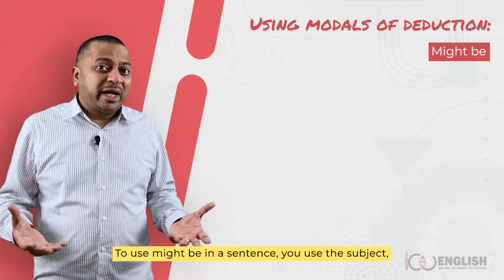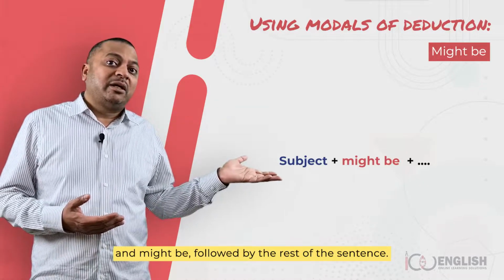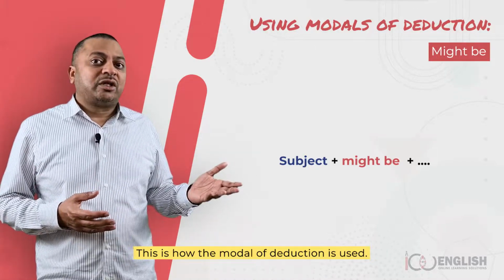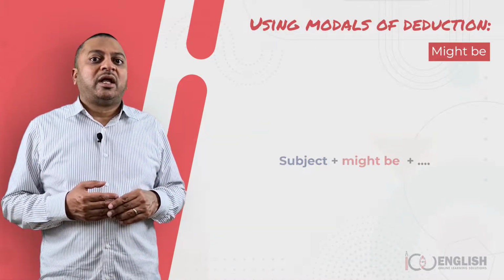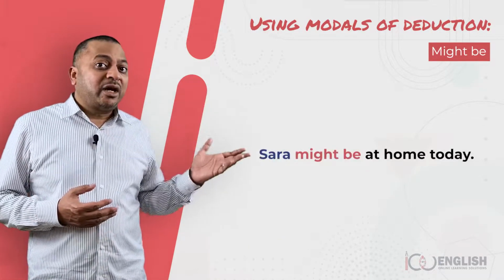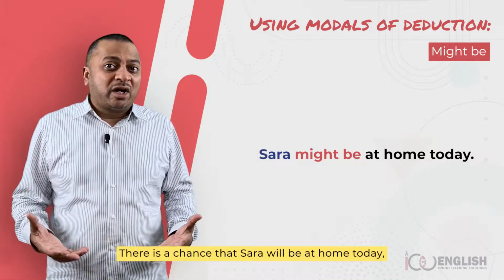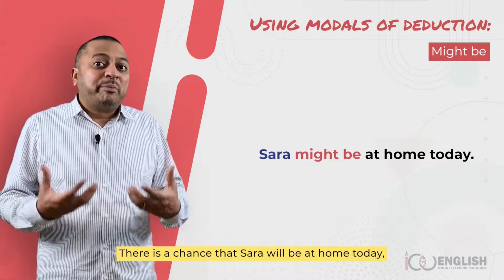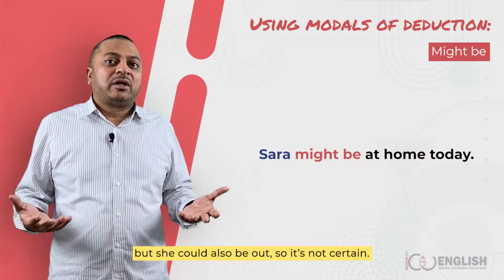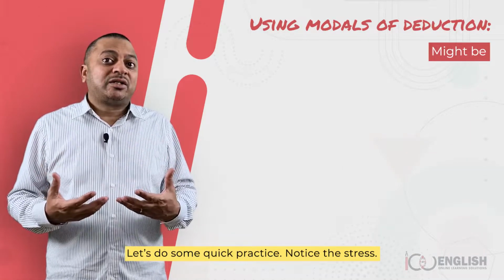To use might be in a sentence, you use the subject and might be followed by the rest of the sentence. This is how the modal of deduction is used. Let's look at an example. Sarah might be at home today. There is a chance that Sarah will be at home today, but she could also be out, so it's not certain. Let's do some quick practice.